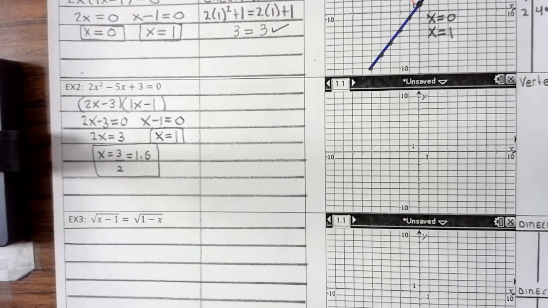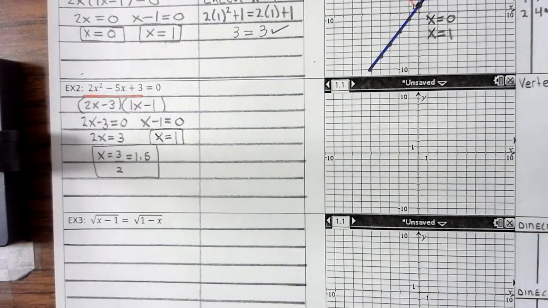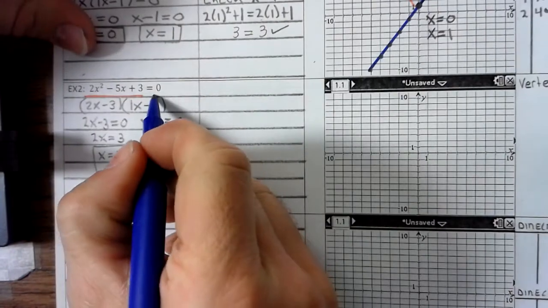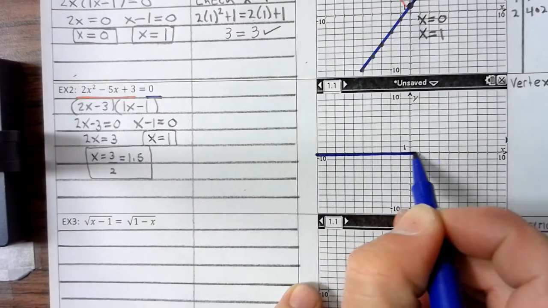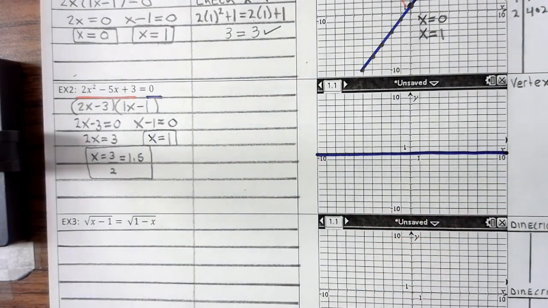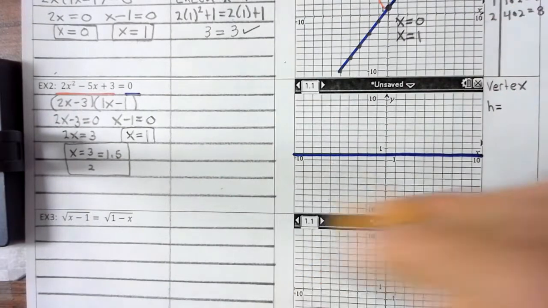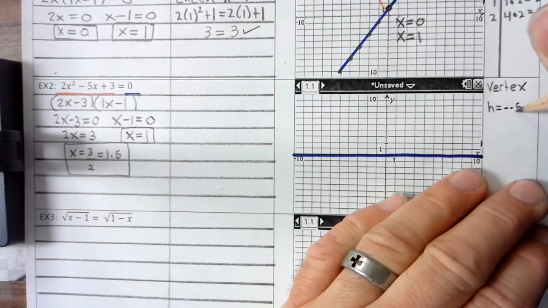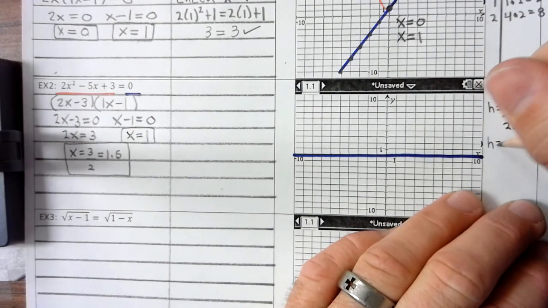Now, to graph this one, you're going to graph the left side and the right side. Now, we'll actually graph the right side first because the right side is just 0, so you have a horizontal line at 0. Now, the left side is a little bit more difficult in that you need to find the vertex. Okay? To find the vertex, h equals -b divided by 2a, so 5 divided by 2 times 2, which equals 5/4.